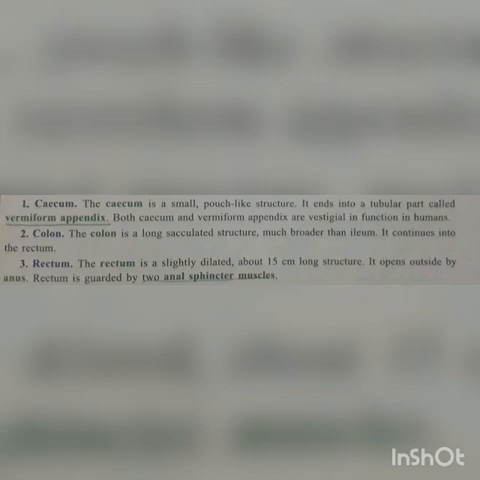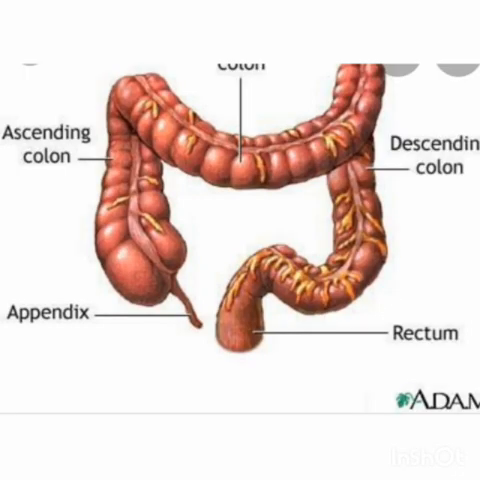The second part of the large intestine is the colon. The colon is a long, sacculated structure, much broader than the ileum. It continues into the rectum. The rectum is the last part of the large intestine, which is slightly dilated, about 15 centimeters in length. It opens outside by the anus. The rectum is guarded by two anal sphincter muscles.